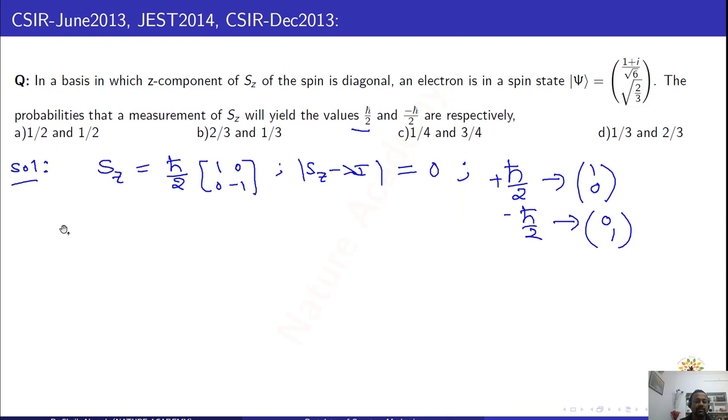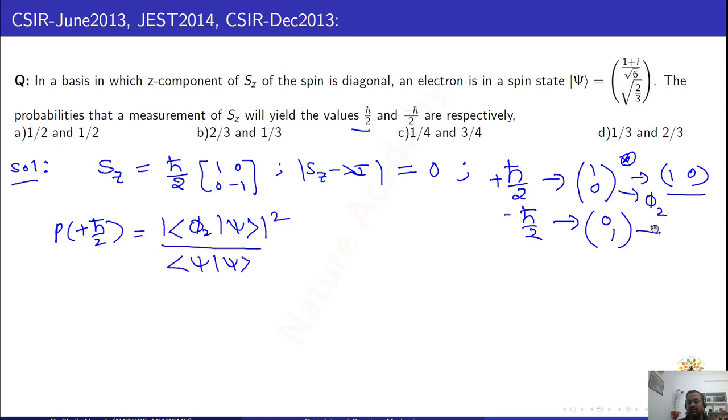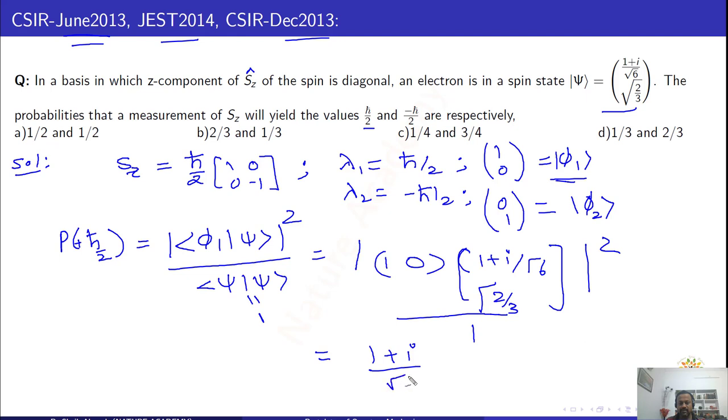So the probability of obtaining the eigenvalue plus h bar by 2 can be written as follows. This is a column vector, or ket vector, and when the ket vector is converted into a bra vector by applying the complex conjugate, you get (1, 0) as a row vector. So the formula is: the modulus square of the inner product of phi 1 and psi, divided by the normalization. The probability of obtaining plus h bar by 2 will be like this: 1 plus i divided by root 6.